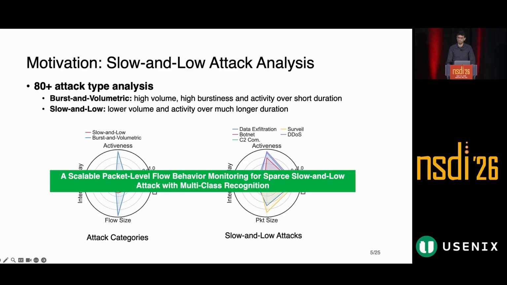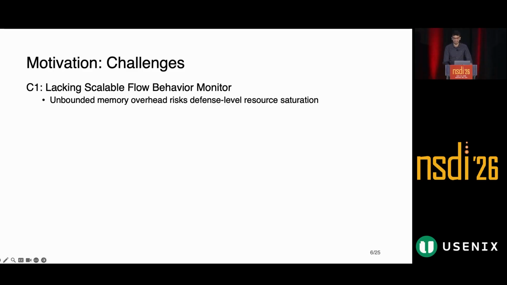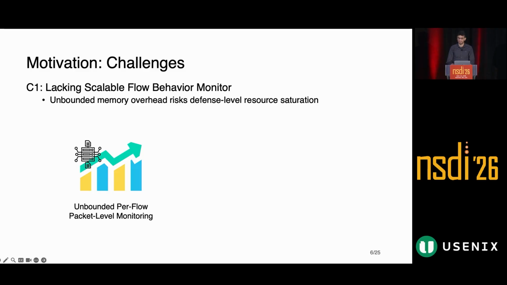To have such a system, there are a couple of challenges to address. First, lacking scalable flow behavior monitoring. Many existing flow monitoring and detection systems assume unbounded memory. They basically store per-flow features at packet-level granularity using memory-intensive hash tables, effectively treating memory as unlimited. These extracted features are then fed to various models such as LSTMs, VAEs, and others.